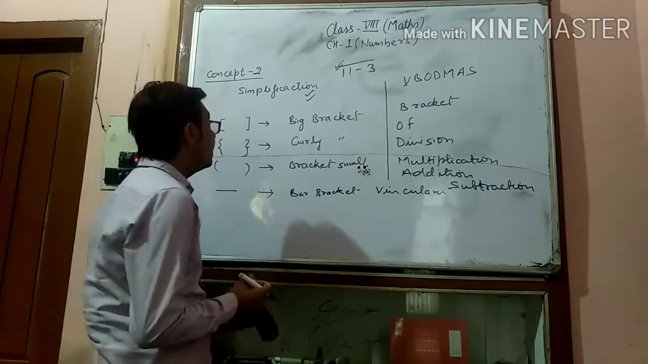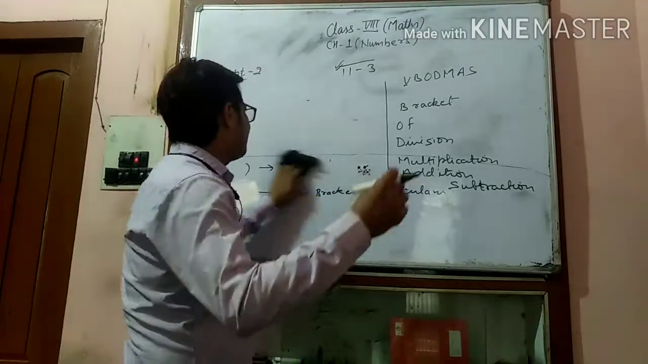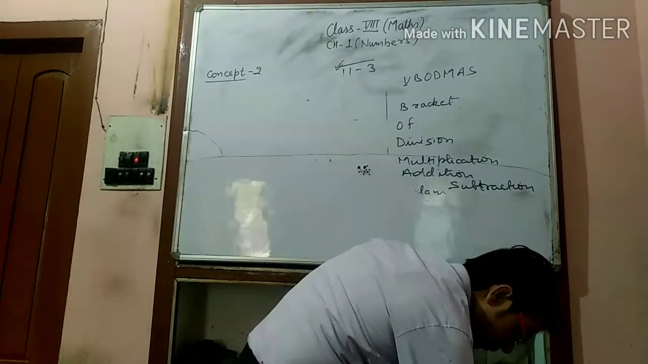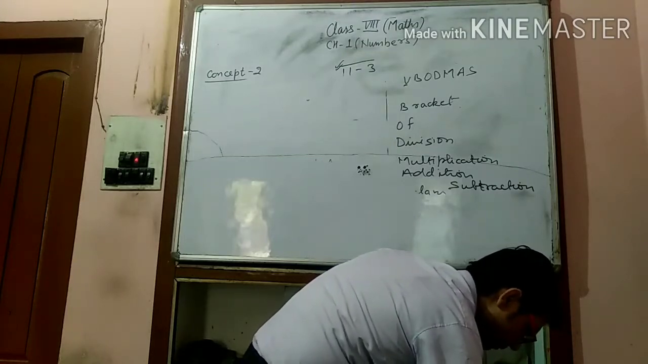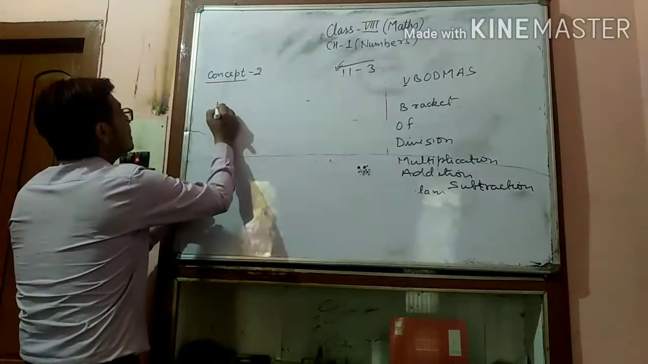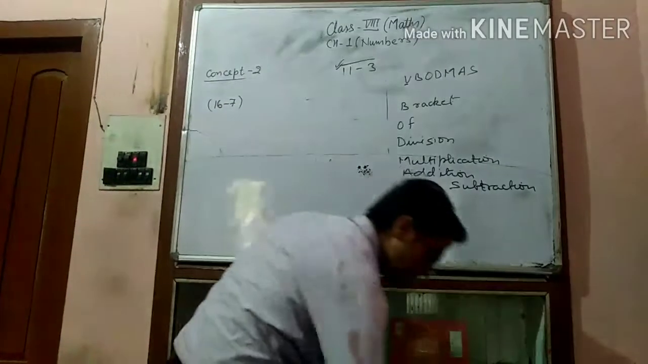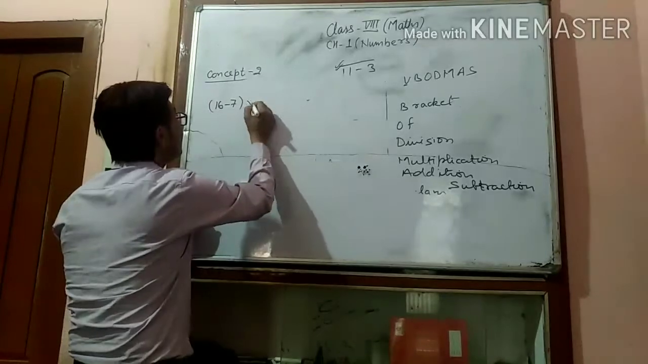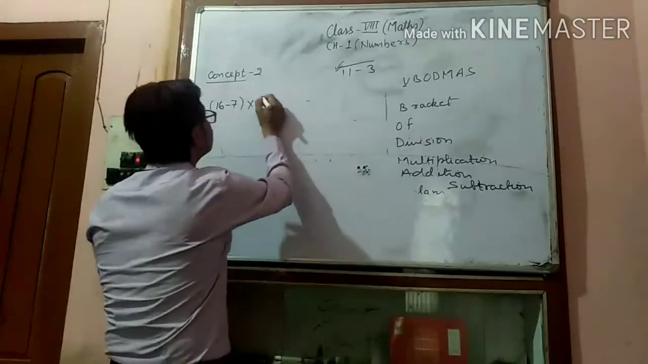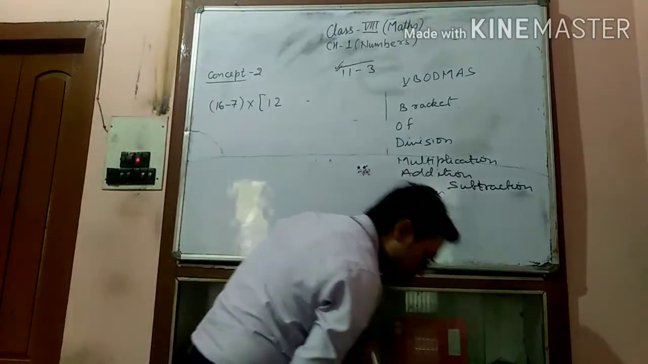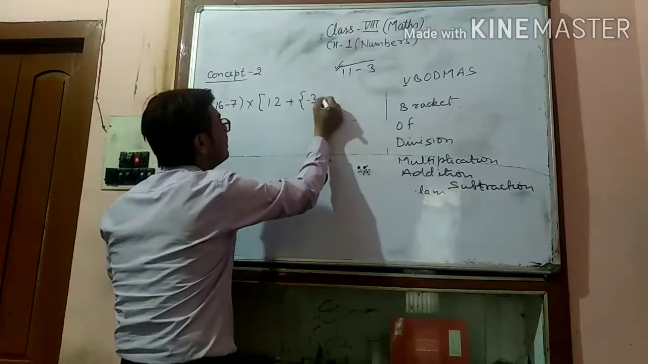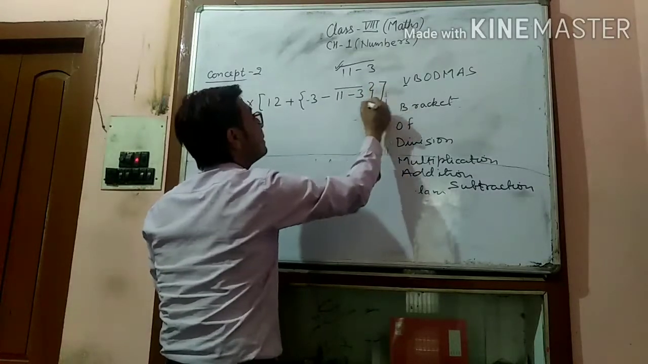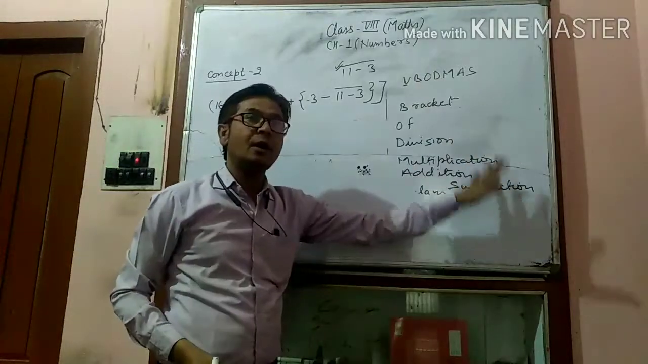So suppose I am giving you one question, an example. Suppose 16 minus 7 in bracket, into big bracket, 12 plus curly bracket, 3 minus 11 minus 3 bar, curly bracket and big bracket. Apply this concept.